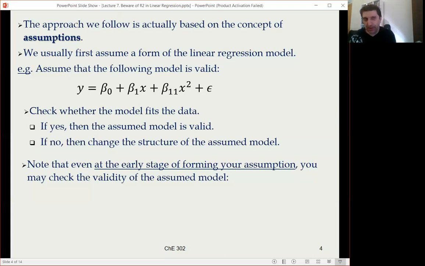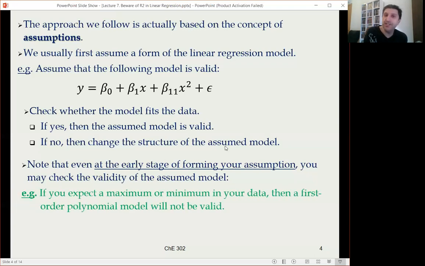Then you do the whole thing, you do your analysis, and then check whether the model fits the data or not, the same thing. But you may check the validity of your assumption at the very beginning. And this is usually what we also do in statistical modeling. During the early stage of forming our assumption, we may check the validity. A couple of typical examples.